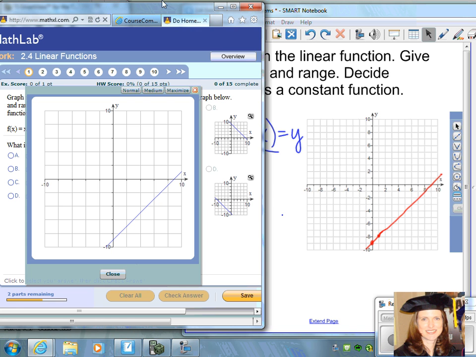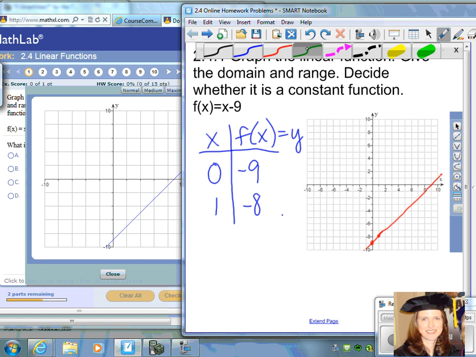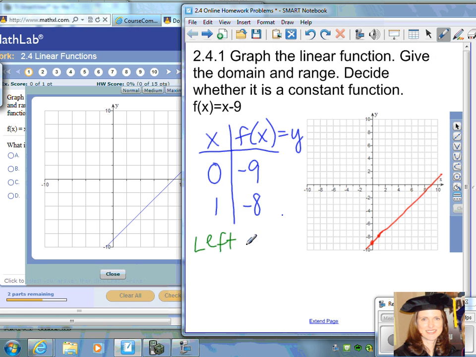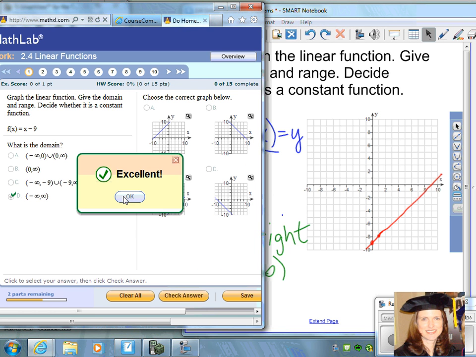So when we think about domain, you want to think about the possible values you can plug into the function, and you also want to think about how far to the left and how far to the right the graph is going to go. And this graph is going to continue forever to the left and forever to the right, and forever to the left is negative infinity, and forever to the right is positive infinity. So that is our domain. Choice C for me. Check it.